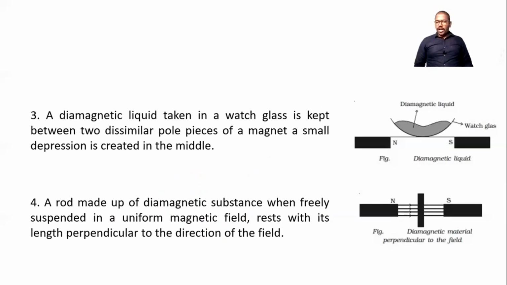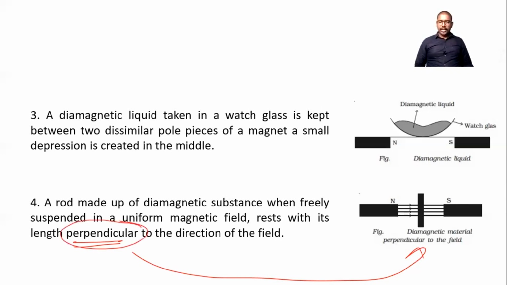When a diamagnetic rod is freely suspended in a uniform magnetic field, it comes to rest with its length perpendicular to the direction of the field. You can see it in the picture. Here the diamagnetic rod is perpendicular. Why is it perpendicular? The reason is that this rod is repelled by both the poles, so it tries to acquire a minimum area. That's why the rod is perpendicular to the direction of the magnetic field.